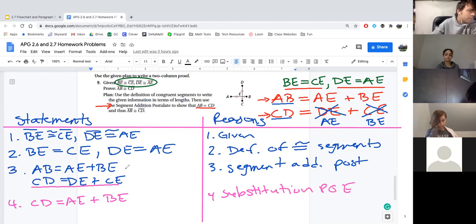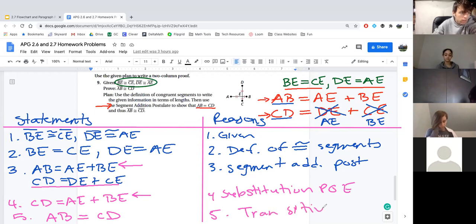And now, since both of these two equations are the same on the right side, we can say that AB equals CD using the transitive property of equality. Now, technically, that's not what we were trying to prove quite. We were trying to prove congruence. So there should be a 6th step where I state that those are congruent.